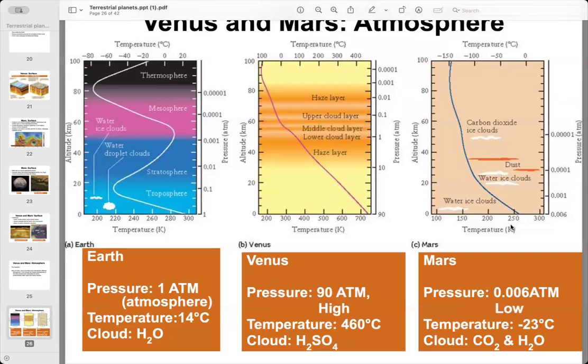The Earth's pressure is 1 atmosphere. The pressure on Venus is 90 atmospheres. It is 90 times as much as on Earth. And the pressure on Mars is 0.006 atmospheres. So that is 6 parts in 1,000 compared to the Earth's atmosphere.